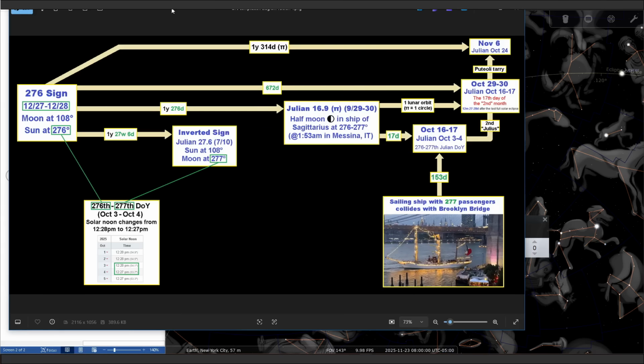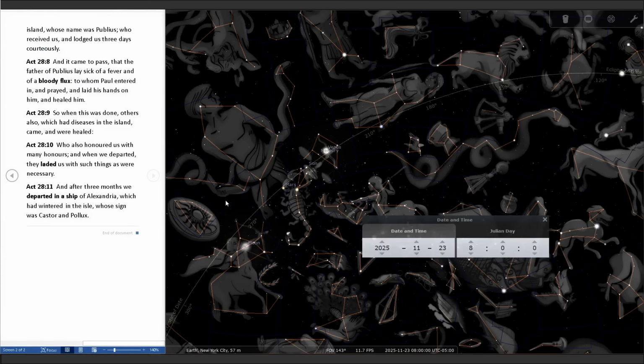And when the moon will be in that same position on November 23rd, that will be Julian November 10th, which is the 314th Julian day of the year. So it's basically another type of Julian Pi Day. And remember, they're traveling with that centurion named Julius. So that first quarter moon sign points to this date both celestially and numerically. So that is why I'm looking at this date, November 23rd.